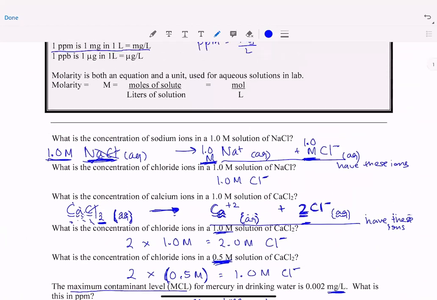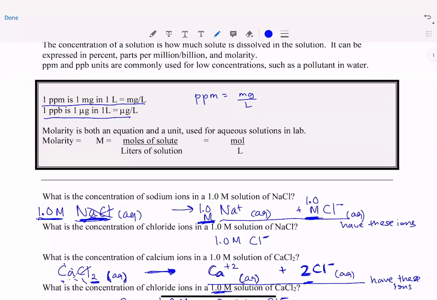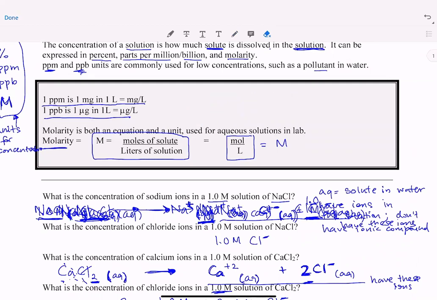So first of all, let's go back and we have that ppb. I'm going to erase this. Parts per billion, ppb, is the units of microgram per liter. That's that micro, 10 to the minus 6.